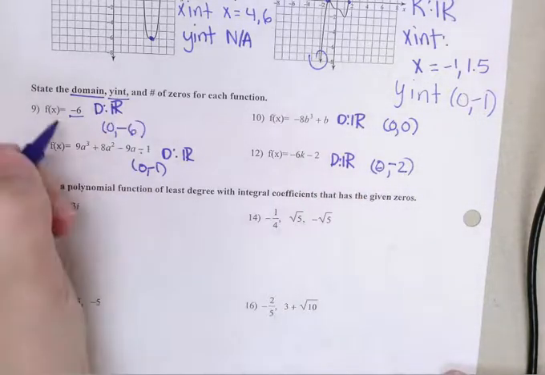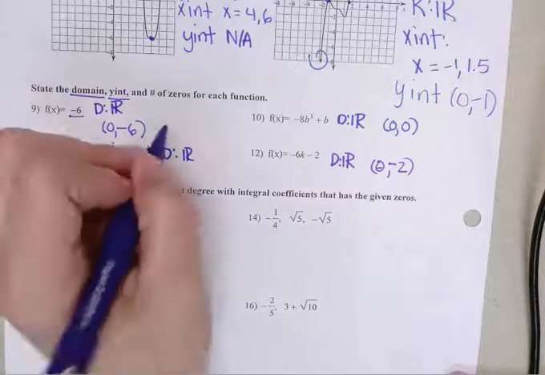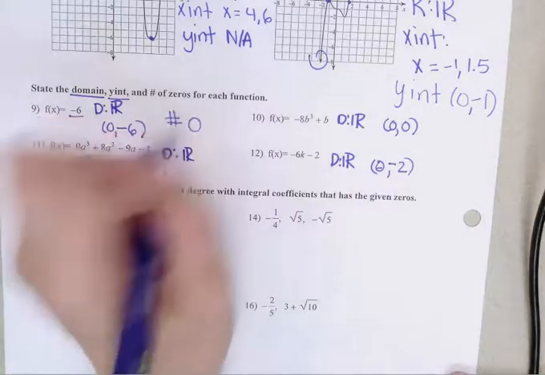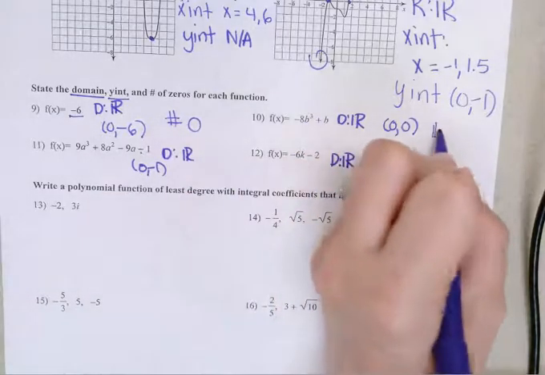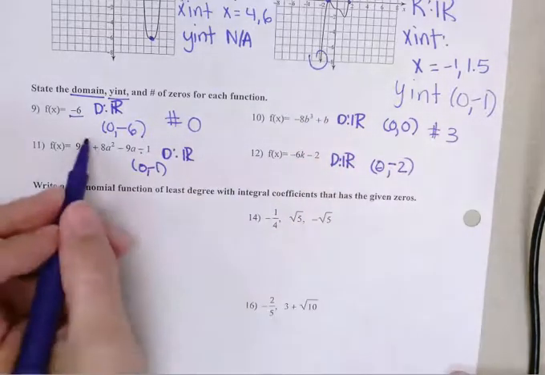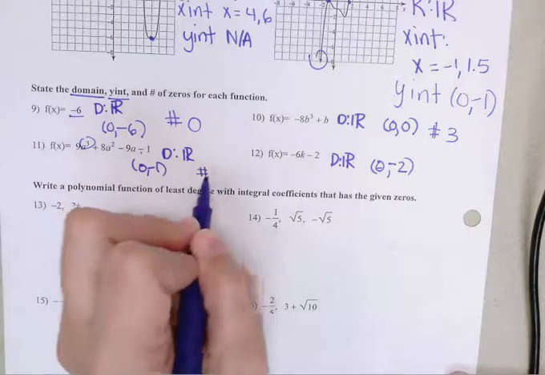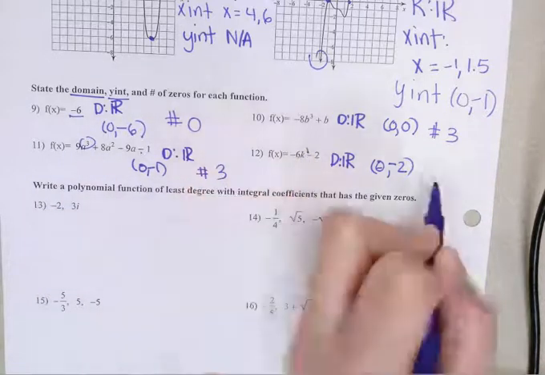The number of zeros is the exponent. There's no x here, so the number of zeros is 0. Right here, the highest exponent is 3, so there's 3. On this one, the highest exponent is 3. And on this one, it's an understood 1.